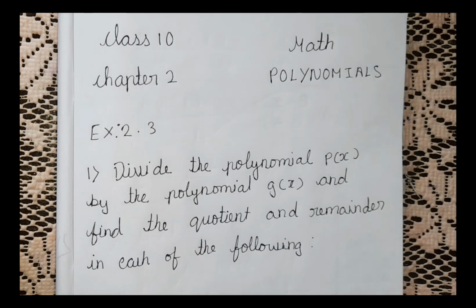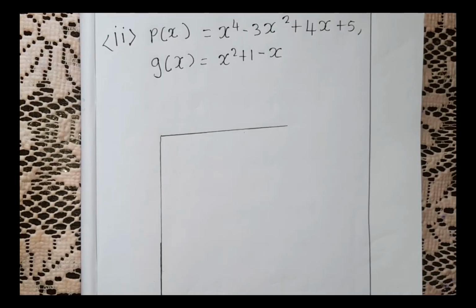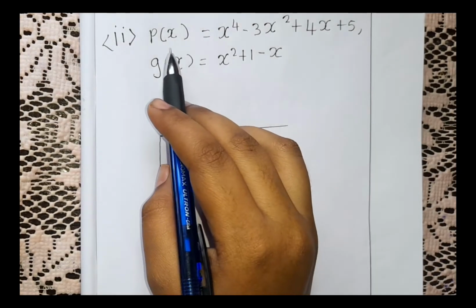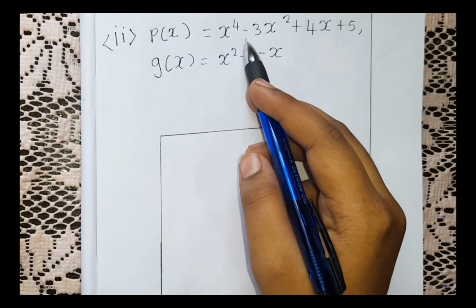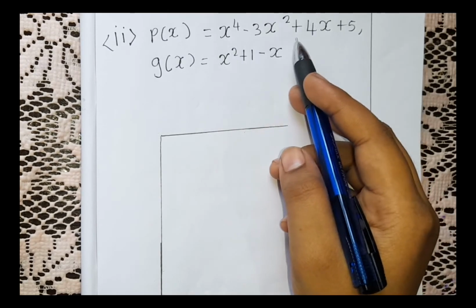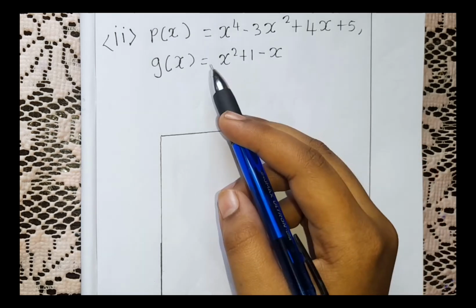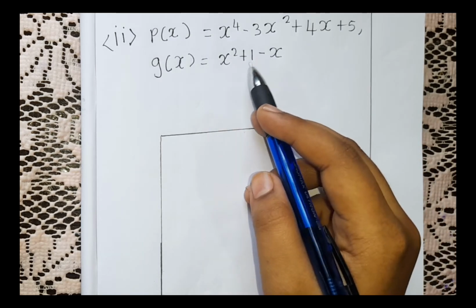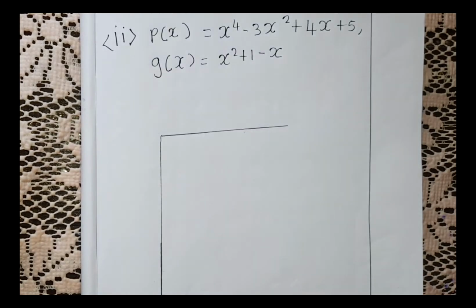Here also we are going to be dividing the polynomial p of x by g of x, and we should find the quotient and remainder. In the subdivision itself, they just give the p of x value and the g of x value. So the second subdivision is p of x is equal to x power 4 minus 3x square plus 4x plus 5, and g of x is equal to x square plus 1 minus x.